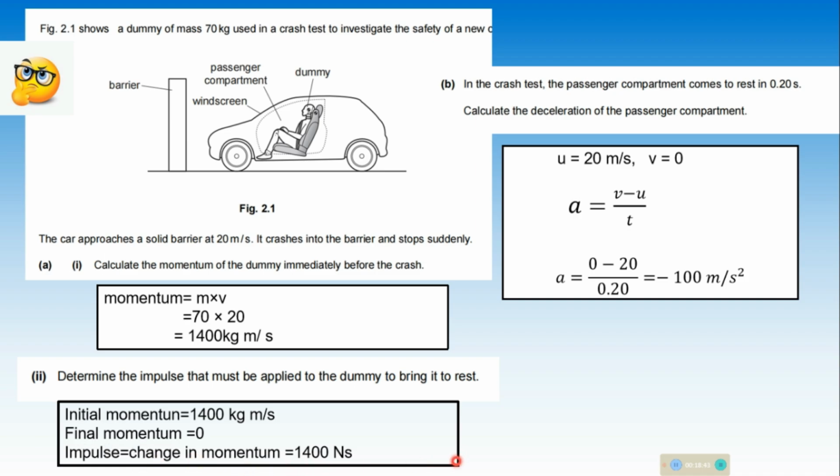In the crash test, the passenger compartment comes to rest in 0.20 second. Calculate the deceleration of the passenger compartment. Initial velocity u was 20, final is 0. So acceleration is v minus u divided by t, which is minus 100 meter per second square.